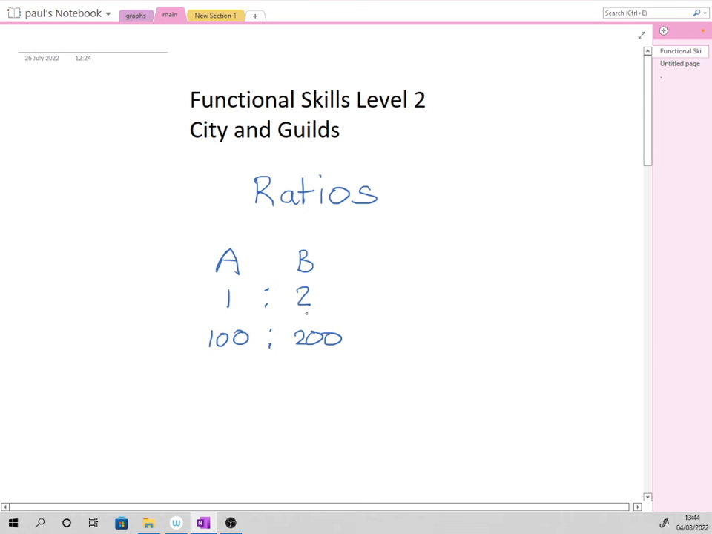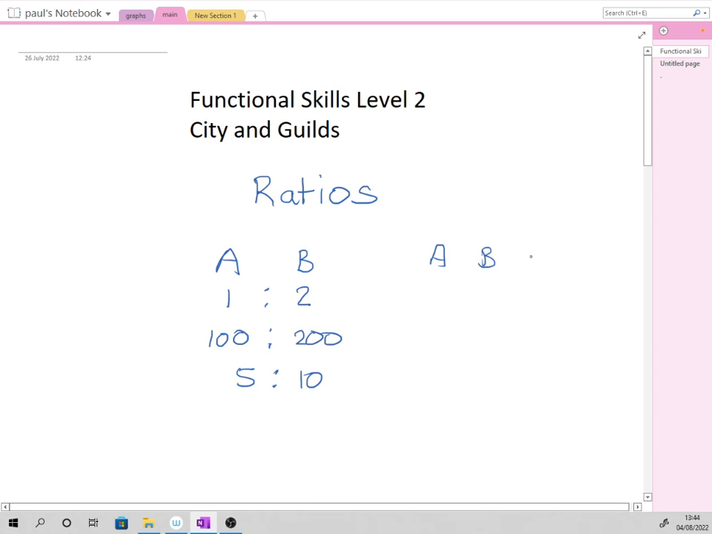So you can see that they are exactly the same for every one that A gets. B gets 2, so 100 to 200. And it doesn't matter what these numbers are, they could be 10 to 5. As long as B gets twice as much as A, that's what we call a ratio. And we separate the two numbers by a colon in the middle there, a couple of dots. So ratios can be between two things there.